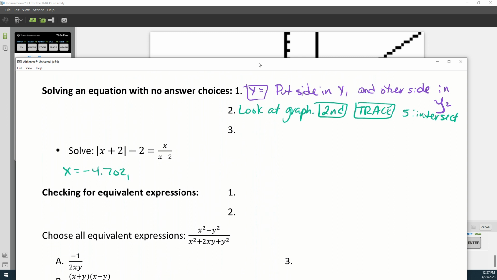I'm going to fill in step 3 too. So step 3, what we just did is we move close to intersection and hit enter 3 times. Now, if they only have one intersection point, you don't have to move close. You can just hit enter, enter, enter, and it'll find them.